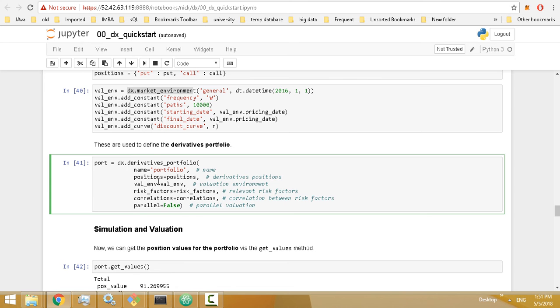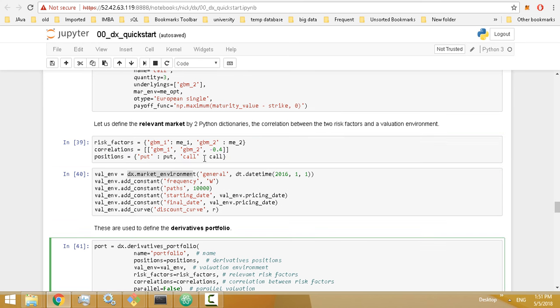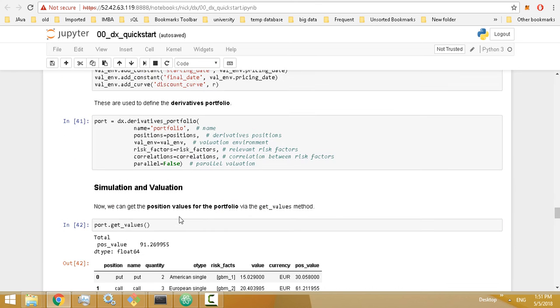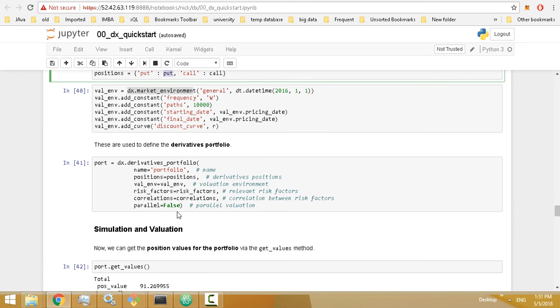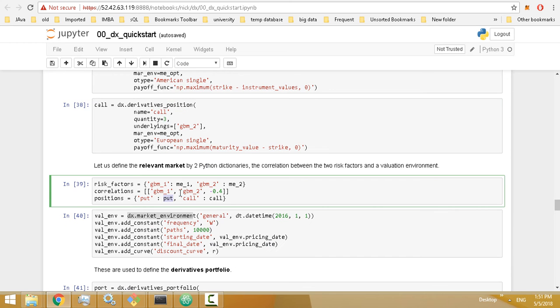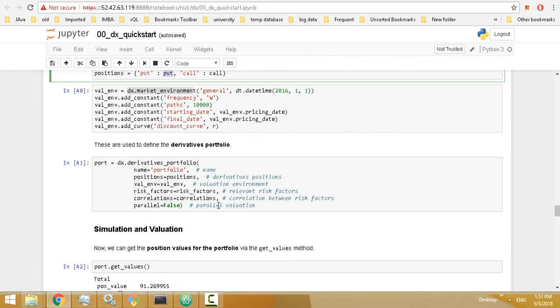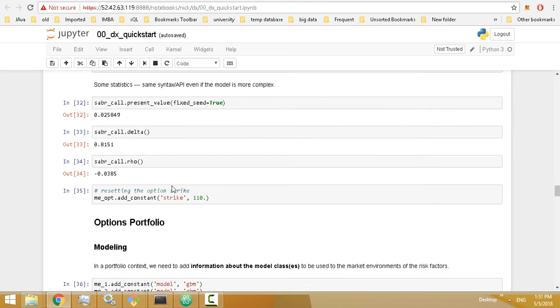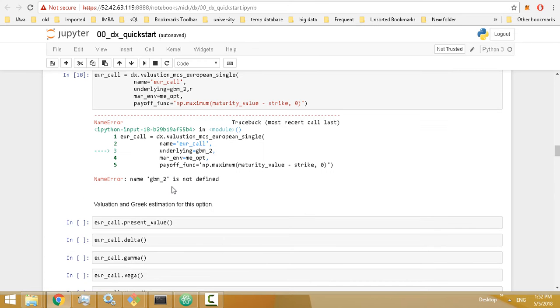So name is portfolio, position is equal to positions, which is these two positions which were defined, which came all the way from these two blocks here, as a dictionary, and we have to mimic them. We cannot do anything. We have to mimic them and put them into a dictionary and pass it. Then we have the valuation environment, risk factors, these two risk factors in the same order, and then we have the correlation between the risk factors, and we don't need parallel valuation. So let's see if we can get that.